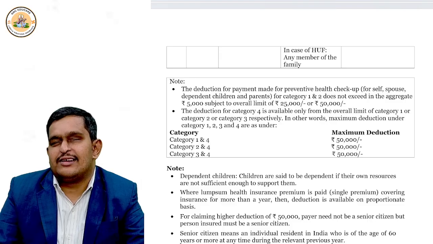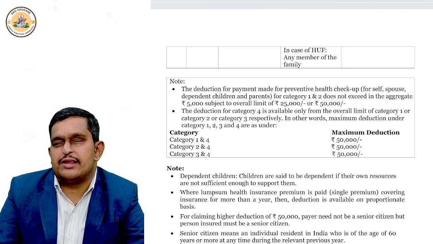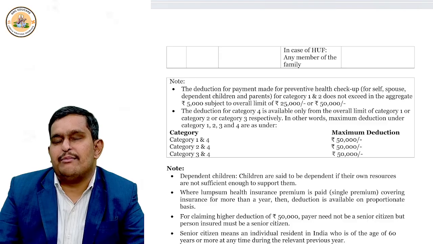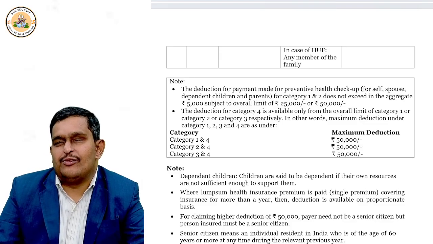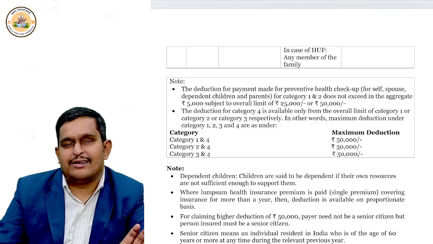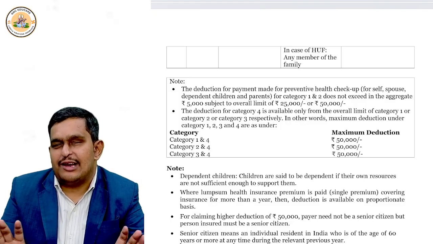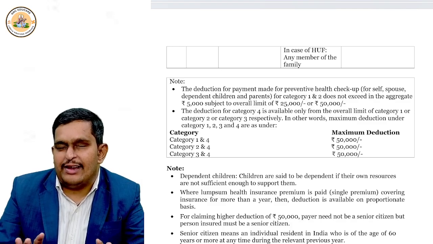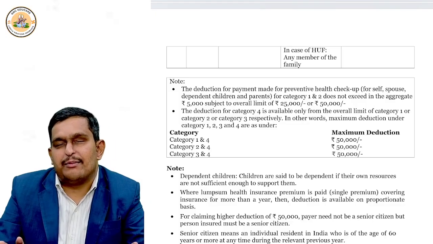Same is the case with 2 and 4. Same is the case with 3 and 4. 50,000 rupees is the maximum limit. Right? So now, let me tell you. For 1, there is a separate limit. For 2, there is a separate limit.